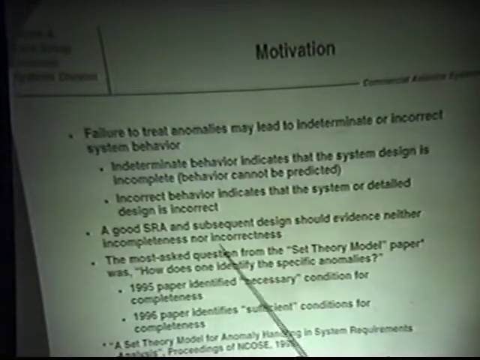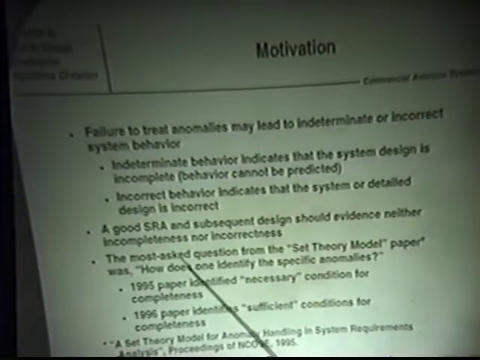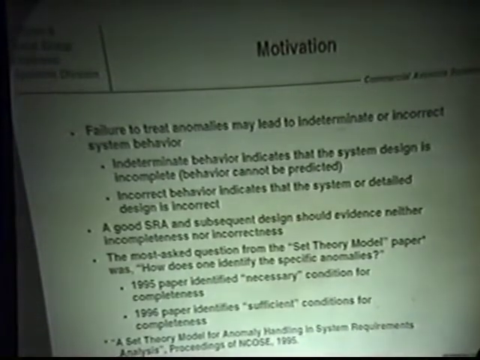Now last week, and in fact every one of the 5 times I gave last week's paper, we've had the same question, which is how does one identify the specific anomalies? The first 3 times I gave the paper, the answer was I don't know. The last 2 times I said wait for the next paper. In comparison, last week's paper, which was written for a 1995 conference, identified the necessary conditions for completeness. The 1996 paper being presented this summer, and you're getting the first presentation, identifies sufficient conditions for completeness. And that's what we'll be talking about today.